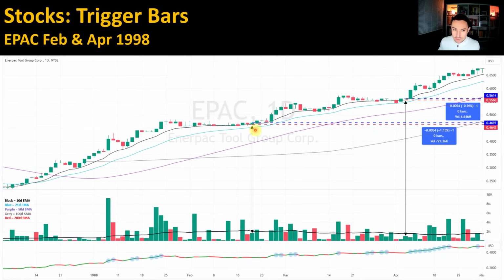Okay, so then the concept of trigger bars, right? What you are basically looking for is tight, low volume bars, most of the time inside bars as well, that occur on one or more key moving averages.